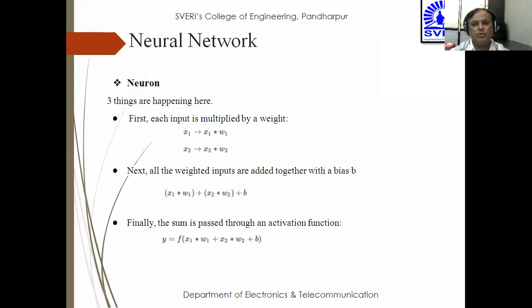So first we are having two inputs, one output. The two inputs x1 and x2 will be multiplied with the weights w1 and w2. Then the weighted inputs will be added together with the bias. Then you're going to apply the function on this equation, so you're going to get a final output as y. So y is equal to f of x1 into w1 plus x2 into w2 plus b. So these are the three things that happen here in the neural network.